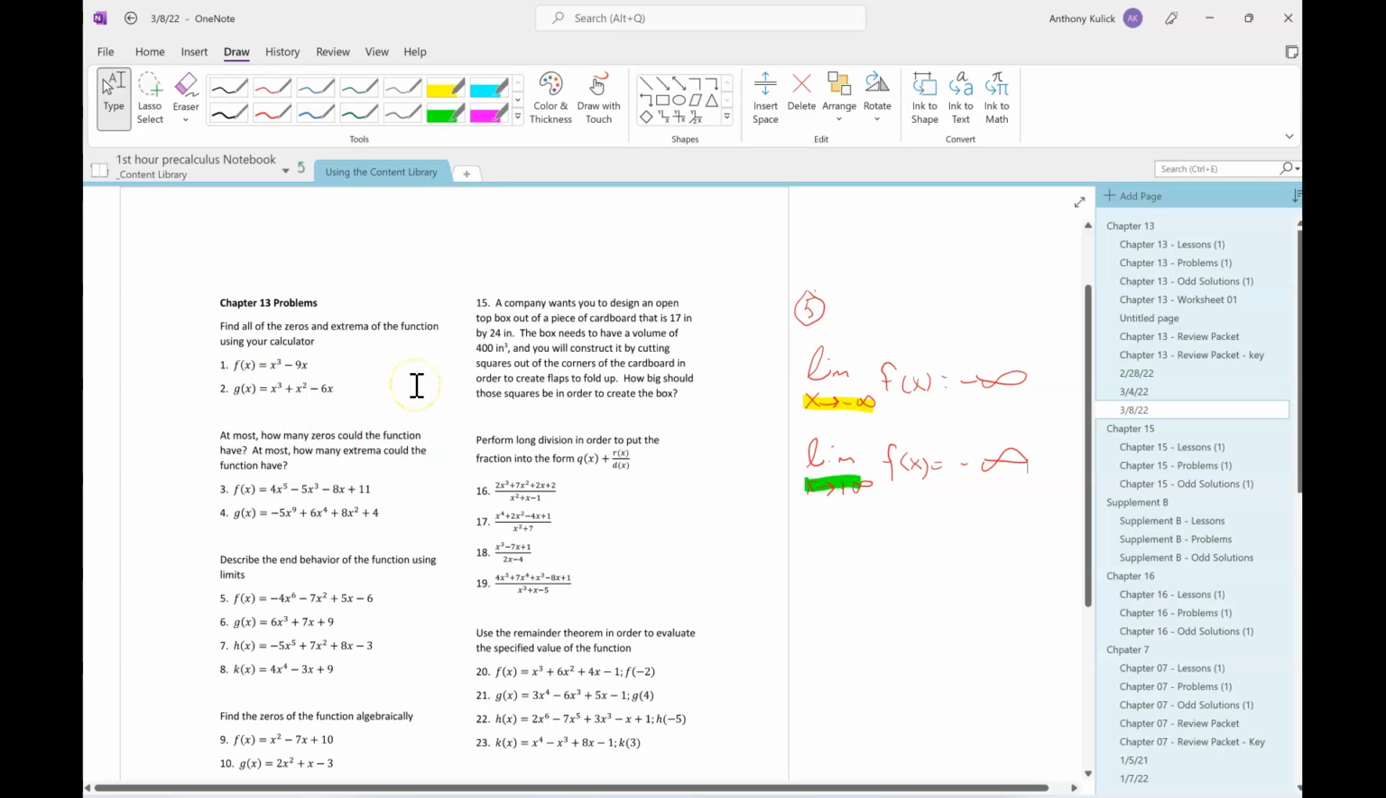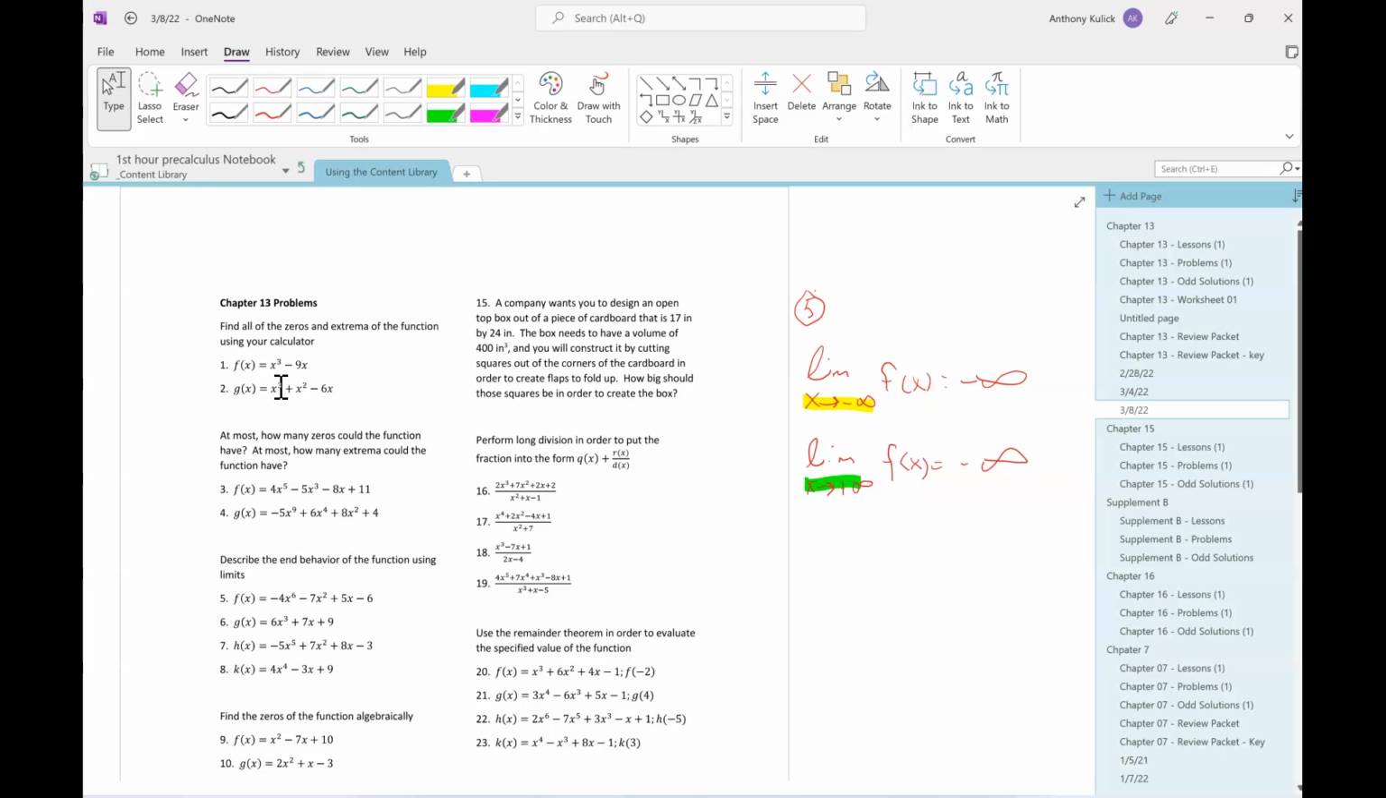And then do you just know how many zeros it is from the graph? If you're looking at the graph, the x-intercepts are the zeros. So you're just looking for where it's crossing. And you can usually see that right away by looking at your picture. Okay, thank you.